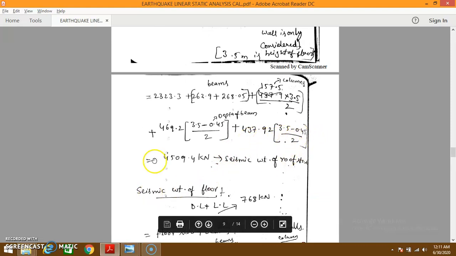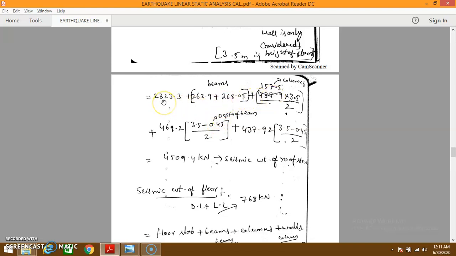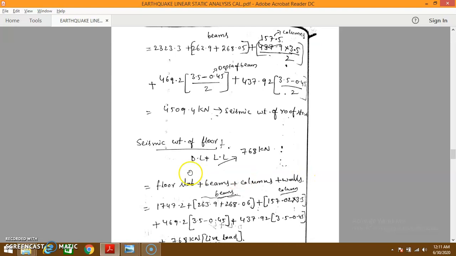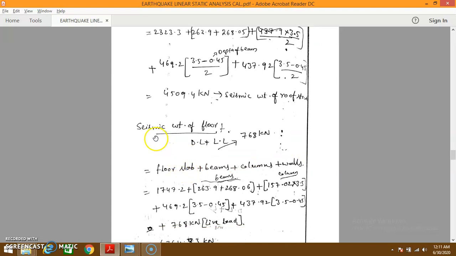Similarly, these are the walls, these are the beams, these are the columns, these are the slab self weight. The total weight is 4509.4 kilonewtons, the seismic weight of the roof structure. Okay, like that, floors we consider.